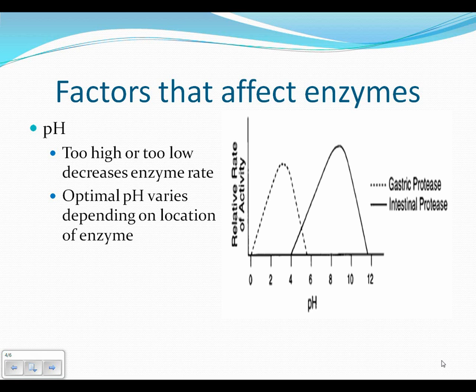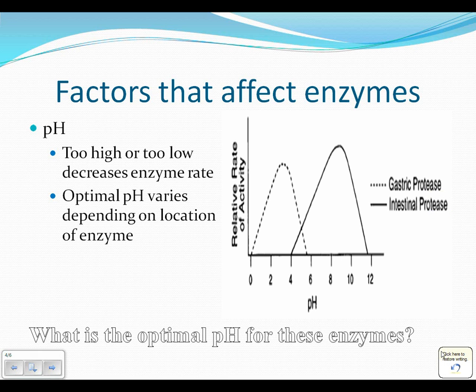Well, gastric protease is the dotted line, and as you see, protease, ending in ASE, lets you know it's an enzyme found in the stomach. Intestinal protease, ASE, it's an enzyme found in the intestines. So if we look at the graph of both, let's see which one has the optimal pH.